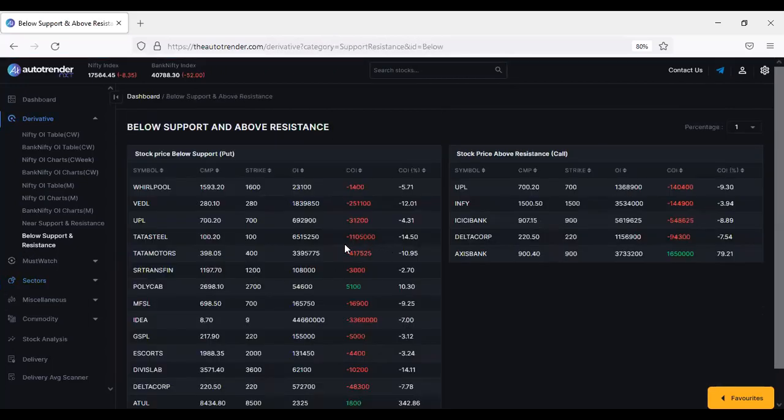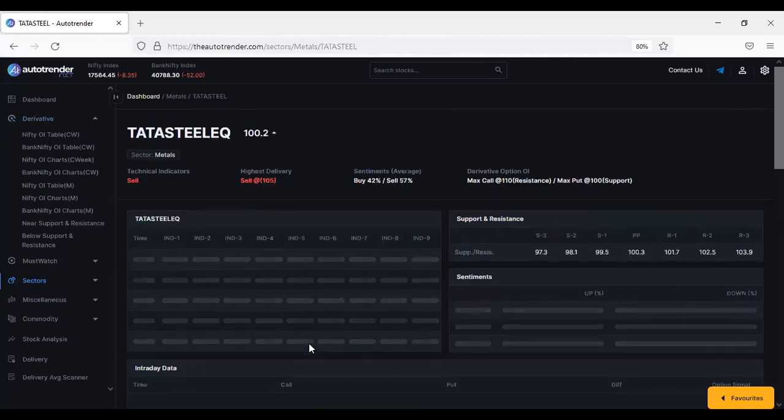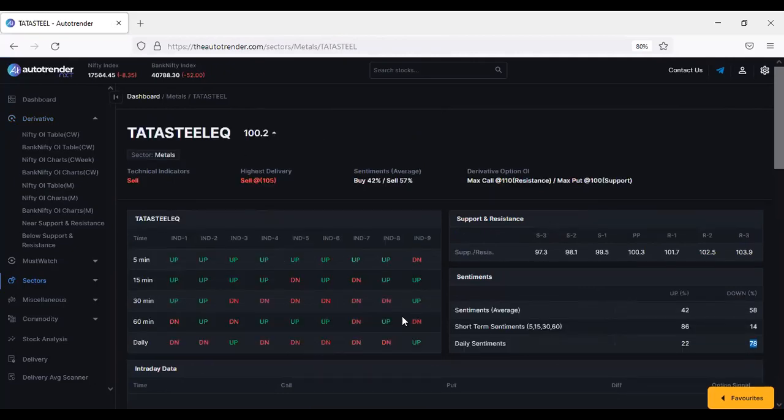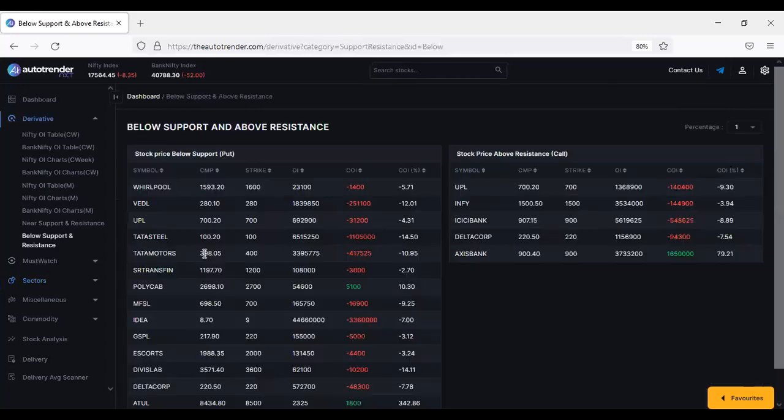But again, you need to look at how much the percentage has gone down. Say Tata Steel. Again, Tata Steel, if you look at it from a perspective, 78% down, sentiment average, not so good. Tata Steel might be good enough to look at from a shorting perspective, but because it is closer to 100, it might be dicey. So these things you need to look at from a momentum perspective, when you want to trade momentum stocks or when you want to trade stock options.